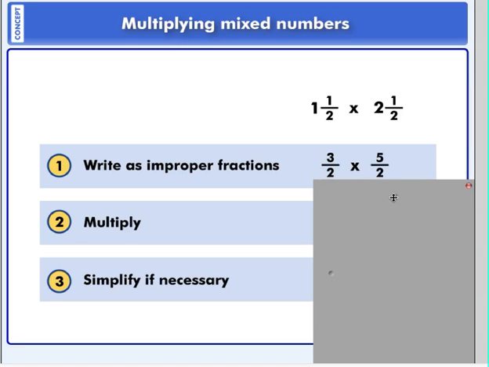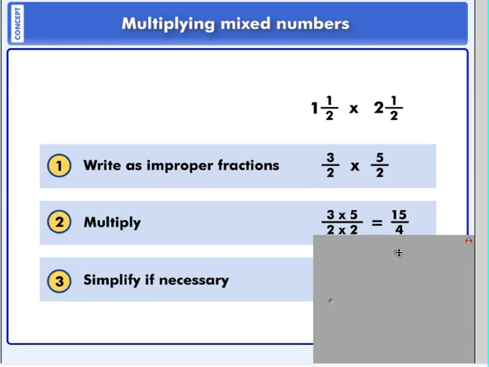You know how to convert. 1 times 2 is 2, plus 1 is 3. Denominator stays the same. So 3 halves times 2 times 2 is 4, plus 1 is 5, 5 halves. So we rewrite the problem as 3 halves times 5 halves. Now we can multiply according to the algorithm. 3 times 5 is 15, 2 times 2 is 4, so we get 15 fourths.